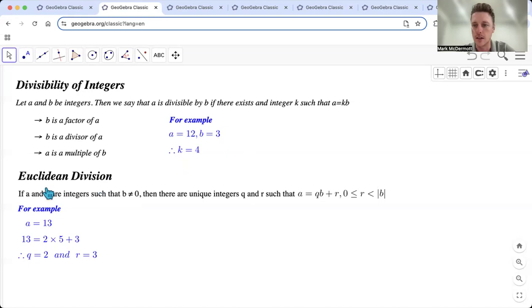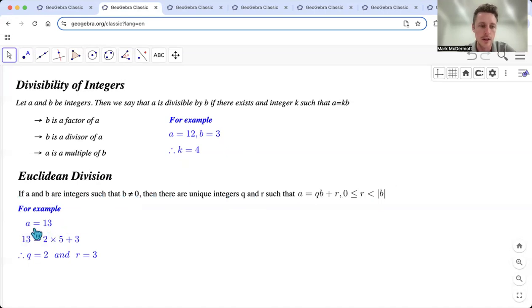Euclidean division is basically that same idea. We're just introducing remainders. So again, if we have a and b as integers, but b is not equal to 0, then there are unique integers q and r such that a equals qb plus r, and r is between 0 and b. Let's talk about that a little bit.